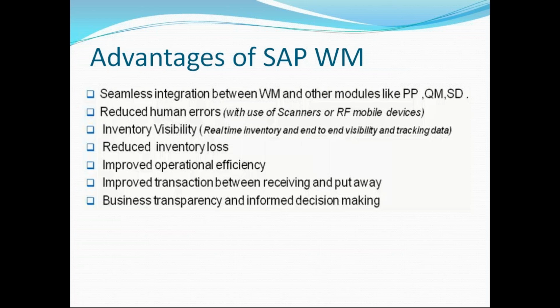Business transparency and informed decision making. The main advantage of SAP itself is its reporting purpose, so that we can take decisions at any point of time. In SAP WM also, the movement of material is highly transparent. That means we can track and trace any quantity of material within the warehouse, and none of the quantities will be moved without proper track and trace.